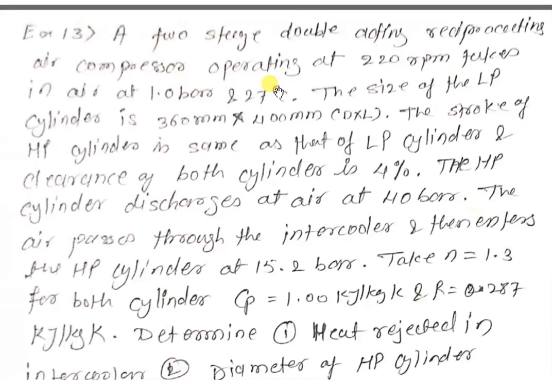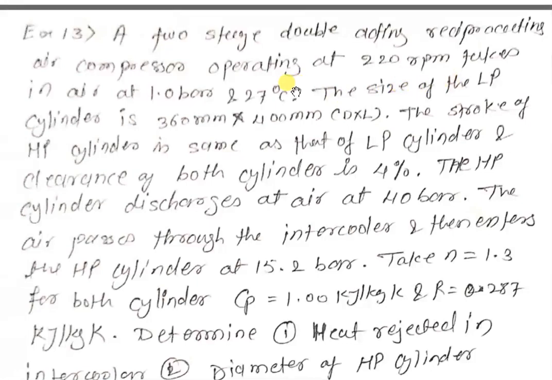Unit number 6, lecture number 29, example number 13. A two-stage double-acting reciprocating air compressor operating at 220 rpm takes in air at 1.0 bar and 27 degrees Celsius.